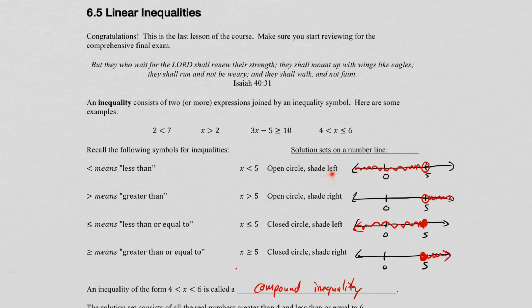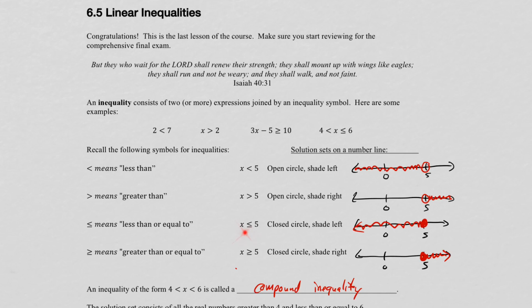So how do you graph on a number line the solution set for x is less than 5? Well, the instructions are right here. You're going to have an open circle, and you're going to shade to the left. So because there's no equal sign, it does not include 5, but we do have to mark it with an open circle, and then we shade to the left. Same thing with greater than. We're going to do an open circle at 5, and we're going to shade to the right.